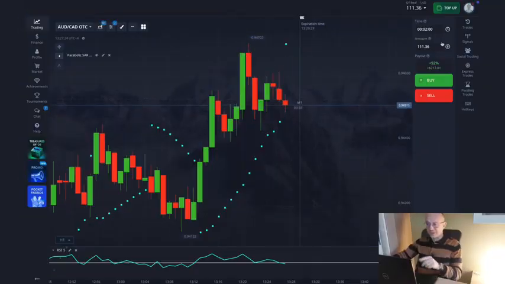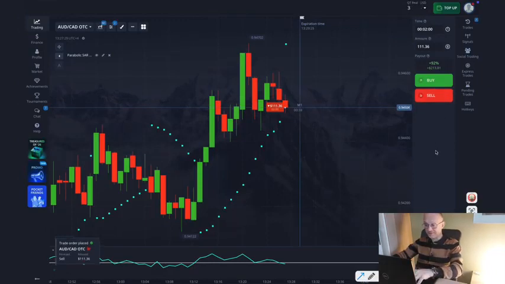Almost immediately, the next working moment appears. Expiration is 2 minutes, and I'm opening a short trade for $111.